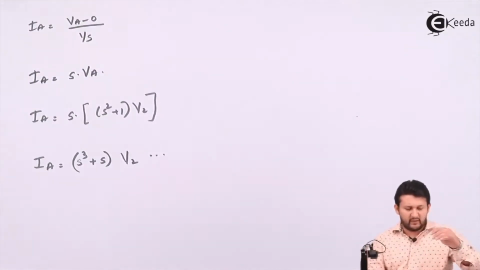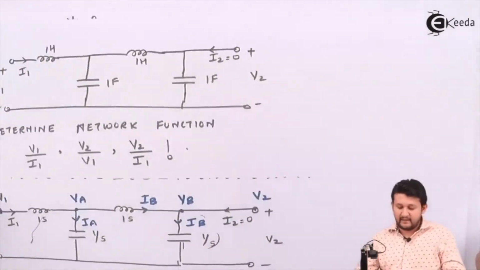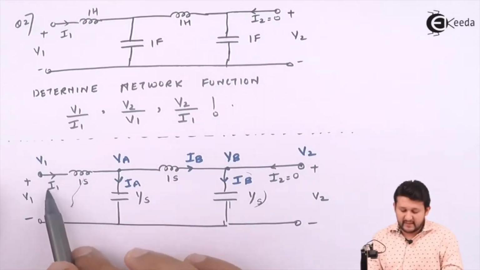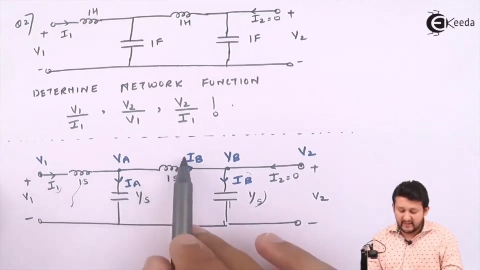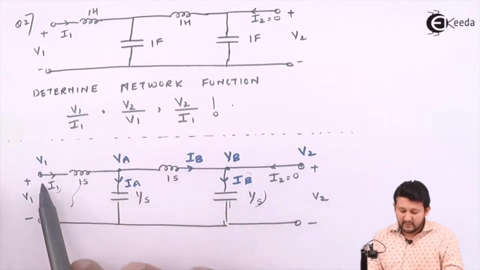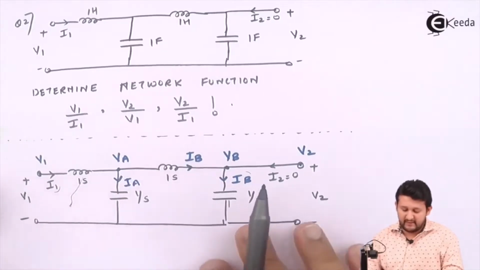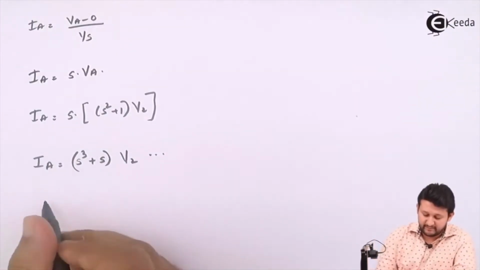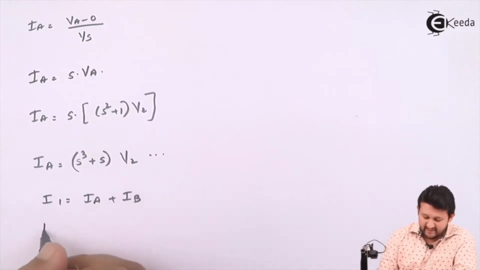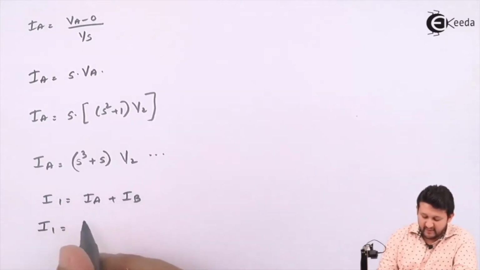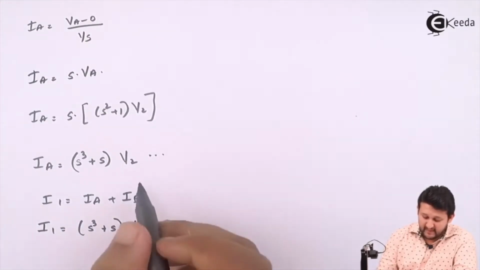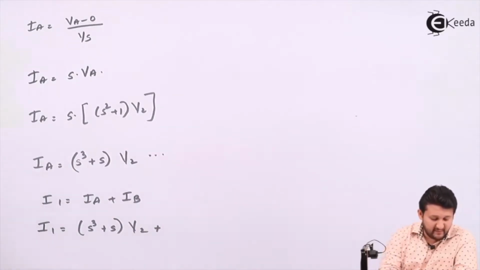This is vertical. Let's go for horizontal now. Once again, if I talk about horizontal, my dear friends, this is my dissecting equation. So I can write I1 is nothing but equal to IA and IB. Why am I writing I1? Because I need the relation with I1. So I1 is equal to IA plus IB. So I1 will be equal to, what's the value for IA, my dear friends? It will be S cube plus S into V2. And your IB will be equal to S into V2.